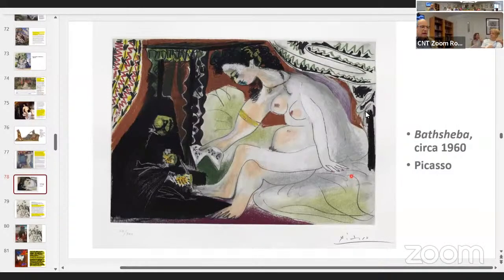We are very happy to start our last and final class on David and Bathsheba, and the whole fascinating story. I think we need to hide these controls. Very good, perfect.